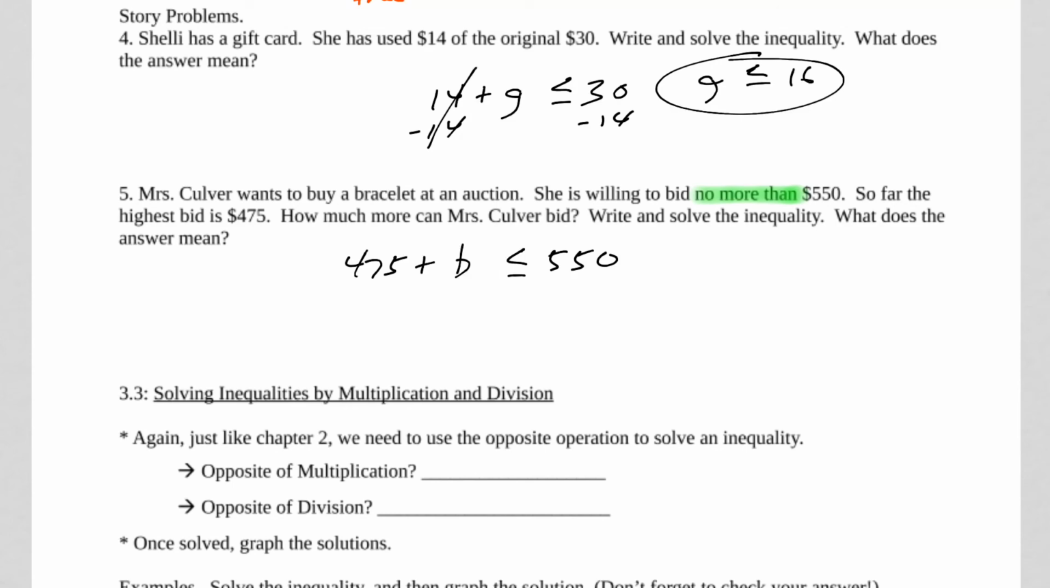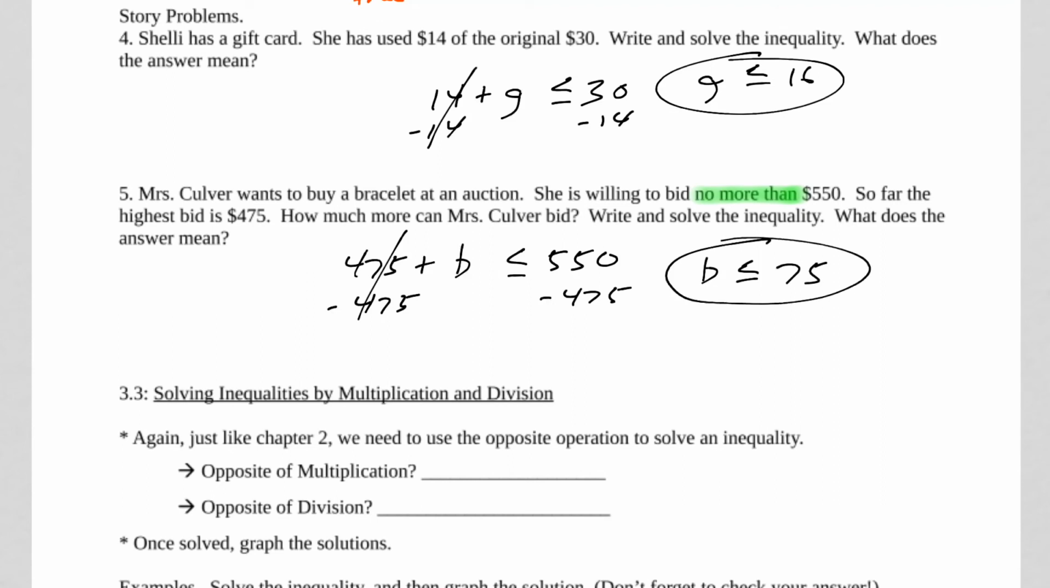Now if we solve this, we need to get the B all by itself. So we're going to subtract 475 on both sides. And those will cancel out on the left-hand side and make a 0. So now on the left-hand side, we just have B. And then we bring down our inequality symbol, which is a less than or equal to. And 550 minus 475, that's 75. So that's the solution to this inequality. And what does that mean? Well, it means that Mrs. Culver is willing to bid less than or equal to $75 more than that current bid of $475.